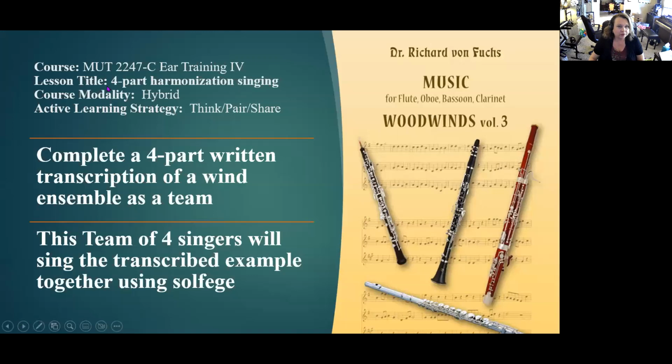hybrid course, some 4-part harmonization singing and transcribing. We're having the students complete a 4-part written transcription of a wind ensemble as a team. And in this wind ensemble, you'll hear a flute, an oboe, a clarinet, and a bassoon. This team of 4 singers will then sing that transcribed example together using the correct solfege.